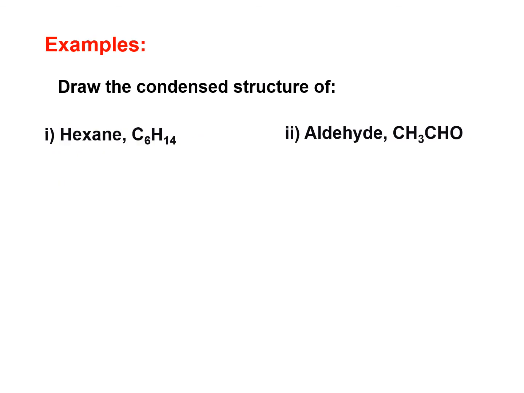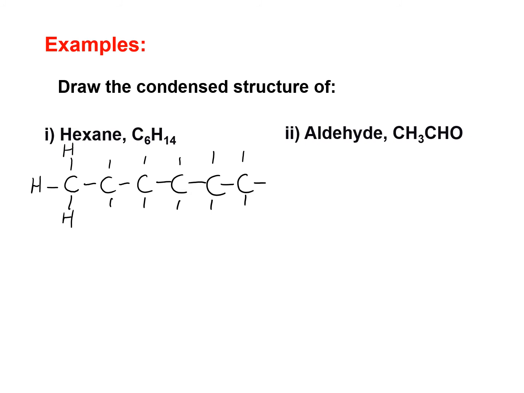To draw the condensed structure of hexane, we will try to draw the expanded structure first. So we have carbon 6, 1, 2, 3, 4, 5, 6, and each carbon will have 4 covalent bonds, and we complete it with hydrogen atoms. Okay, this is C6H14. This is called expanded structure.